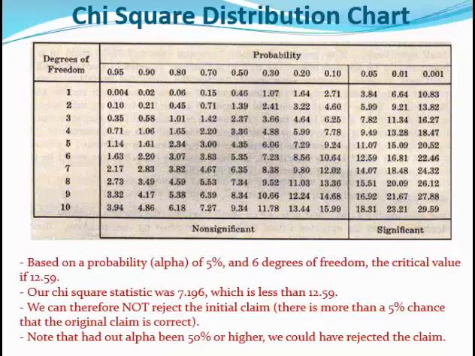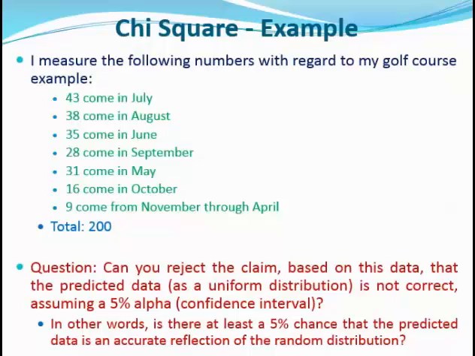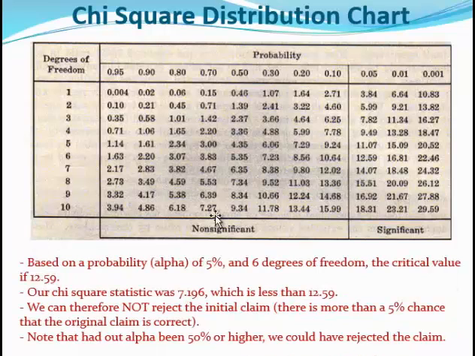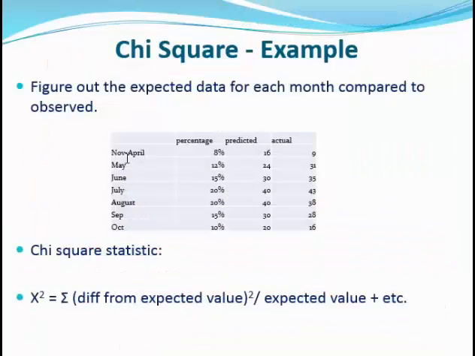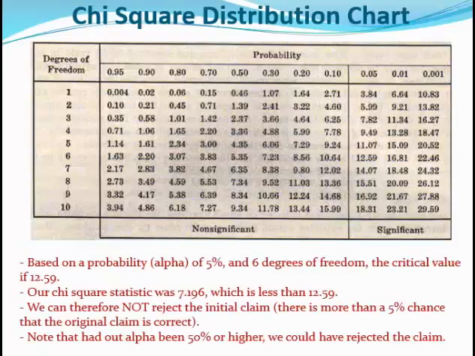So over here, what did we want originally? I think we wanted a 5% alpha, right? We want a 5% alpha, and of course a 5% alpha is right over here, 0.05. How many degrees of freedom? Well, degrees of freedom is always n minus 1, the number minus 1. Here, how many statistics were there? There were 7, I believe. 1, 2, 3, 4, 5, 6, 7. So our degrees of freedom are 6.